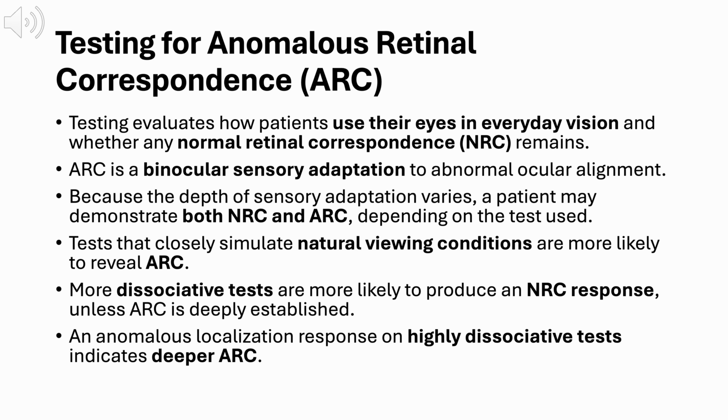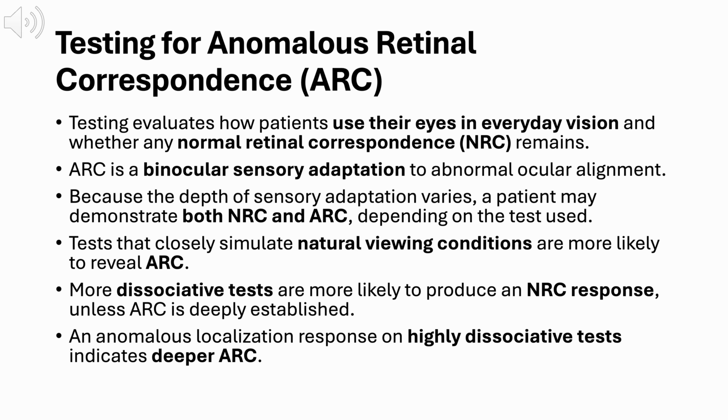This slide explains what we're really testing when we look for anomalous retinal correspondence. ARC testing isn't just about eye position. It's about how the patient actually uses their eyes in everyday vision and whether any normal retinal correspondence is still present. Because ARC is a sensory adaptation, its depth can vary. Some patients can show both normal retinal correspondence and anomalous retinal correspondence, depending on how you test them. That's why different tests can give different answers.